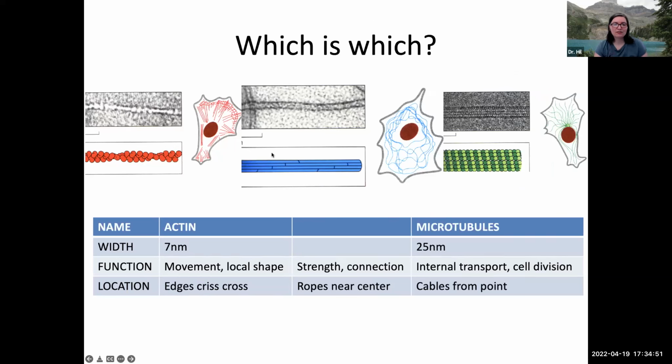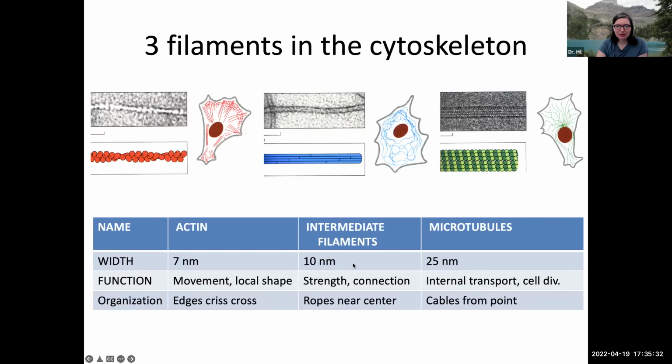And that leaves just one, right? That looks like a rope. And it's found not at the edges, it's sort of perinuclear, but also in the cytoplasm. And so what are we looking at here? What's that third kind called? Put that in the chat. Question mark if you don't know. I'll wait. Yes. The third type is intermediate filaments. They're up to 10 nanometers. Okay.